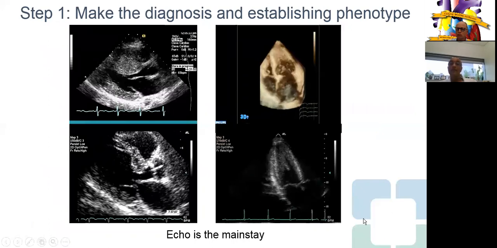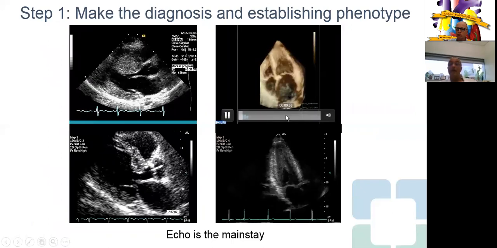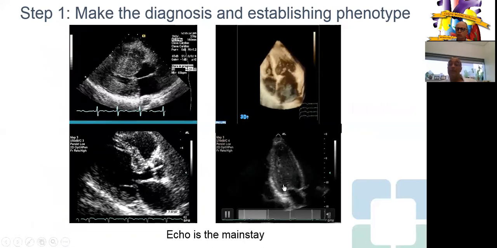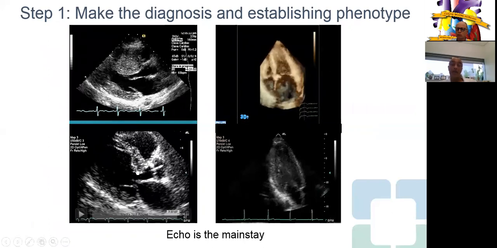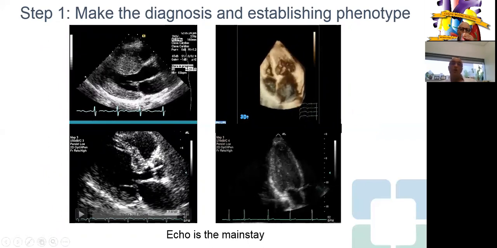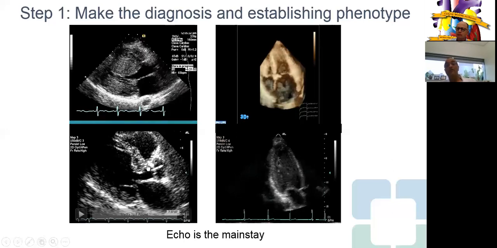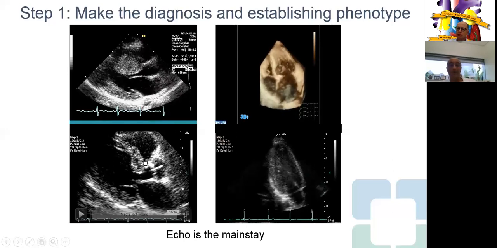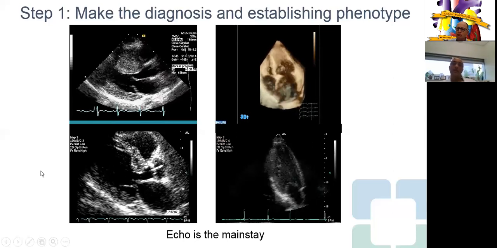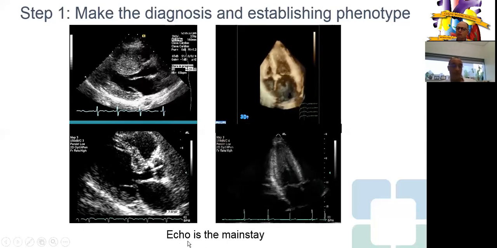All four cases here have HCM. The top left is your garden variety, the top right is your apical variant, the bottom right is somebody with a papillary muscle problem, and the bottom left is somebody with a sigmoid-shaped septum. This is commonly seen in older individuals. Be that as it may, these older individuals develop all the characteristic symptoms, including LVOT obstruction. So you have to ascertain, not all HCM looks the same. And echo is the mainstay of the initial diagnosis of these patients.